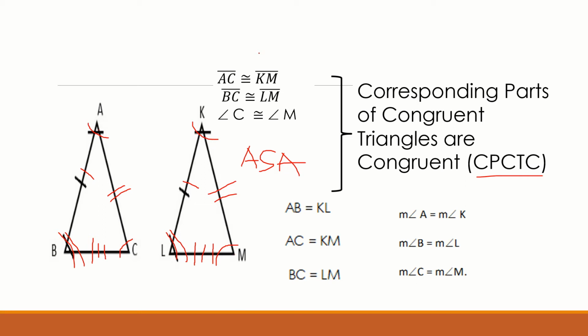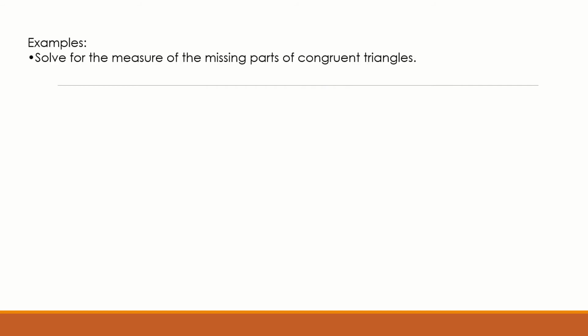Ito yung given natin dyan. May natitira pang tatlong parts. So, AB. We can say now that AB is equal to KL, AC is equal to KM, BC is equal to LM. Pag sinabing equal, pareho ang sukat. Then, angle A is equal to angle K, angle B is equal to angle L, and angle C is equal to angle M.